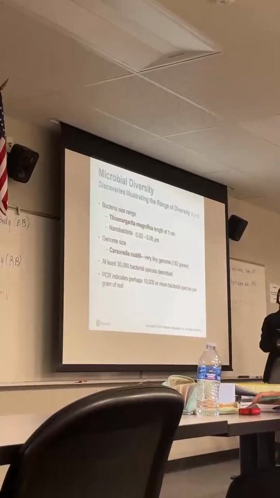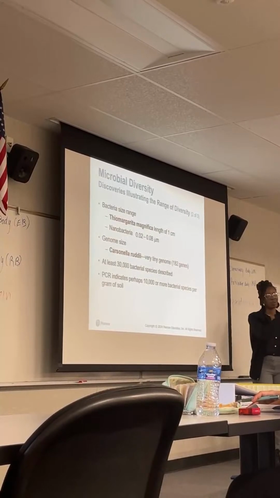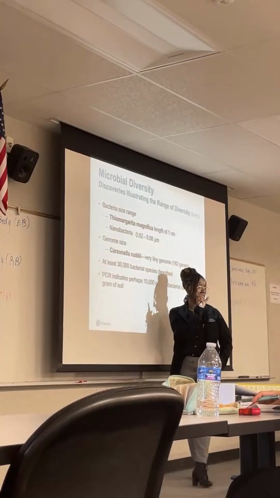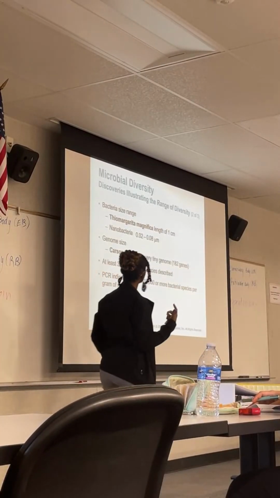You have nanobacteria that are so small, 0.02 to 0.08 micrometers. You cannot see that without a microscope, right? So that's a very big difference, right? There's a nice range of bacterial sizes, so the size can vary depending on what we're looking at.